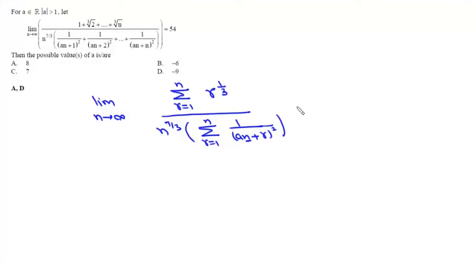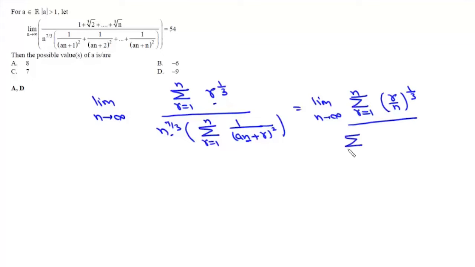Now here we'll take n square common, so we can write this as the limit n tends to infinity. Now n square will cancel with n square, we'll get n to the power 1 by 3, and we'll take n to the power 1 by 3 with r to the power 1 by 3. So we can write this as the summation r varies from 1 to n of (r by n) to the power 1 by 3, and here it will be the summation r varies from 1 to n of 1 upon (a plus r by n) whole square.